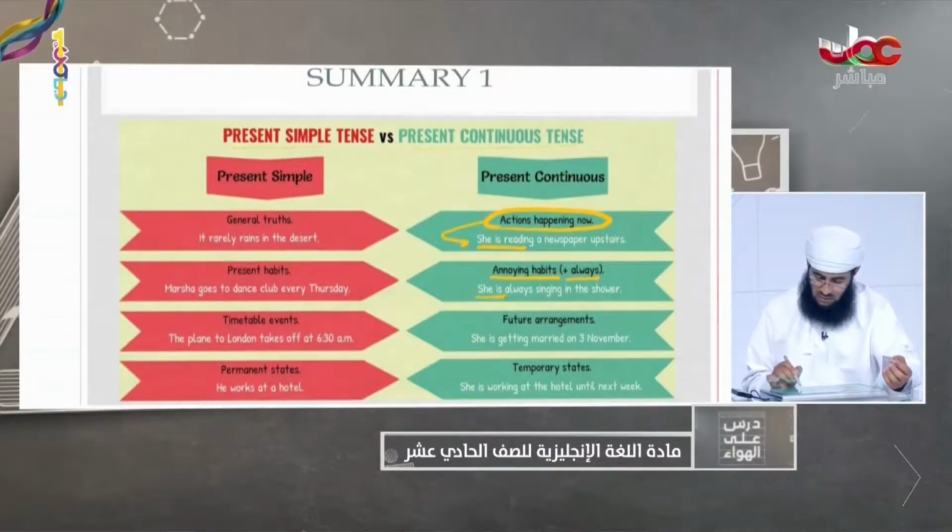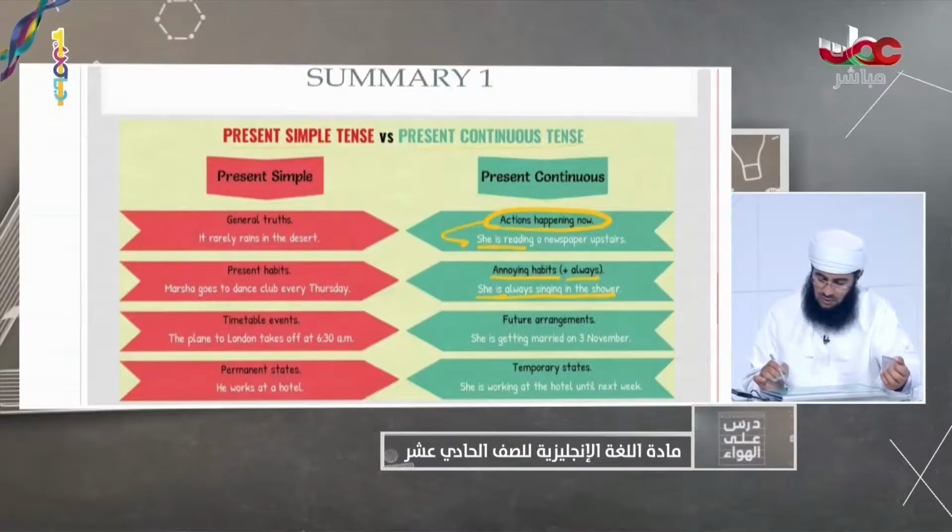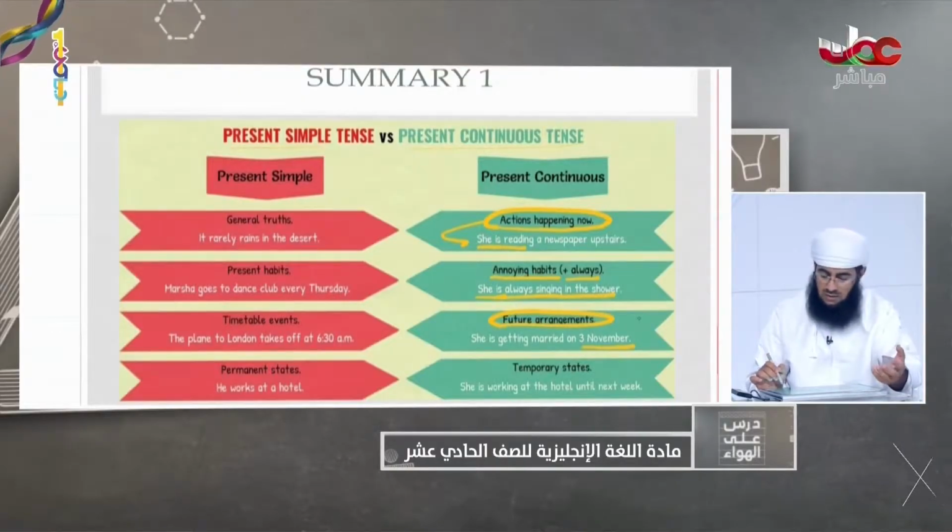Okay, we have it also in the present continuous: future arrangement. She is getting married on the 3rd of November. This is something that will happen later on, which means that they have arranged it. They have booked, for example, a hotel, and they have paid, so that's why we use it for the future.